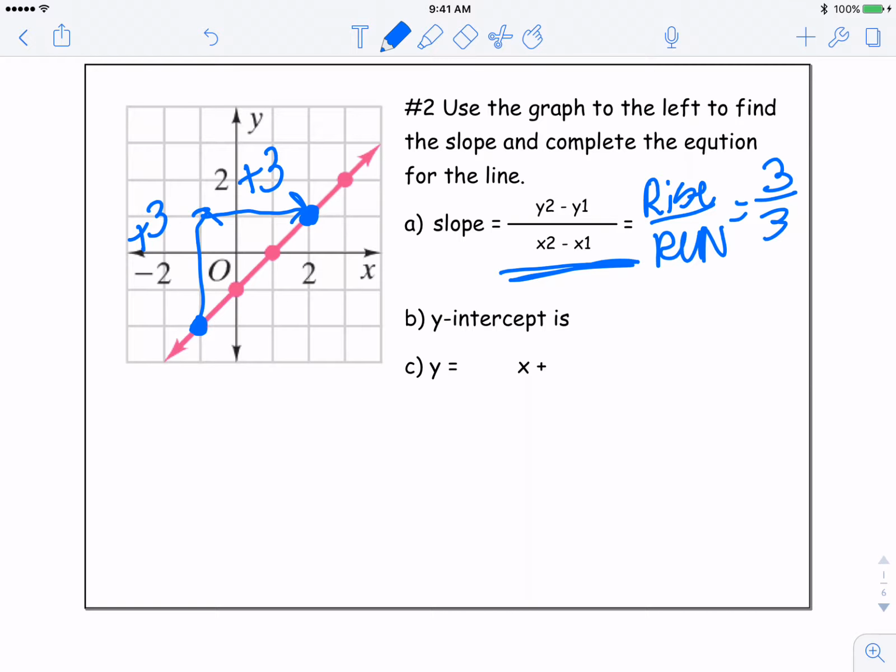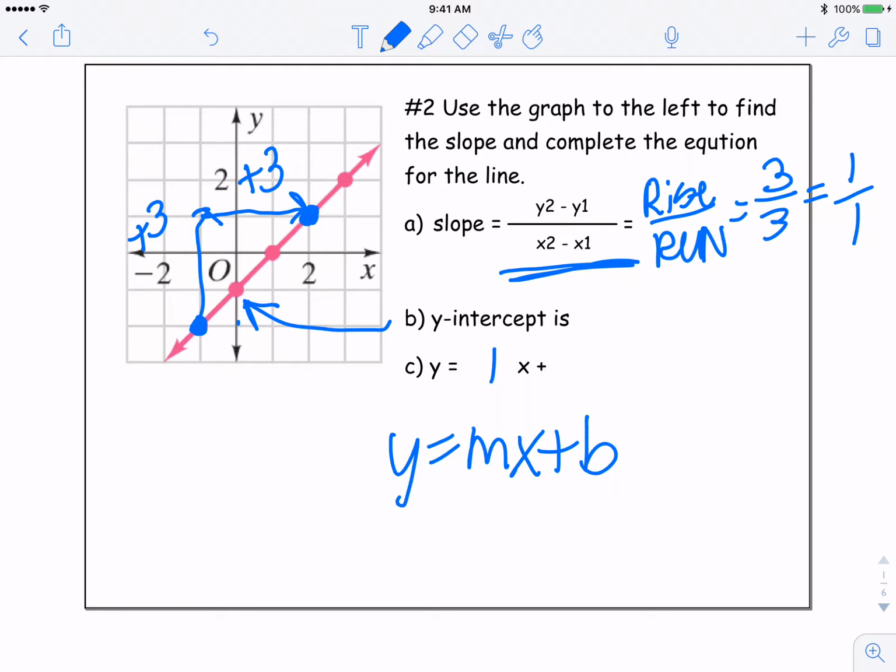I then look to see if I have any common factors. 3 is a common factor, so I can divide both the numerator and denominator by 3 to get 1 over 1. This is the slope portion of my equation. In the equation y equals mx plus b, the slope is the m value, so I'm plugging in 1. Then I need to find the y-intercept. The y-intercept is the point where it crosses the y-axis, so that's right here. It crosses the y-axis at a negative 1, so that's my b value. So I have negative 1 here at the end.